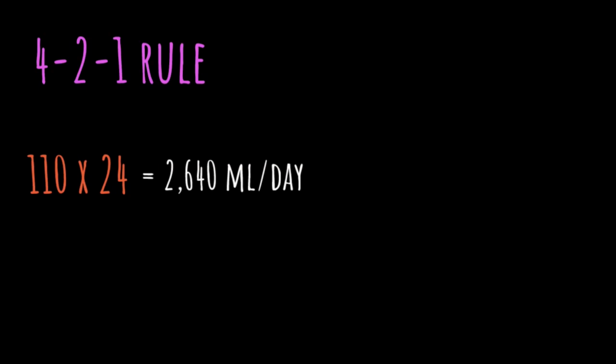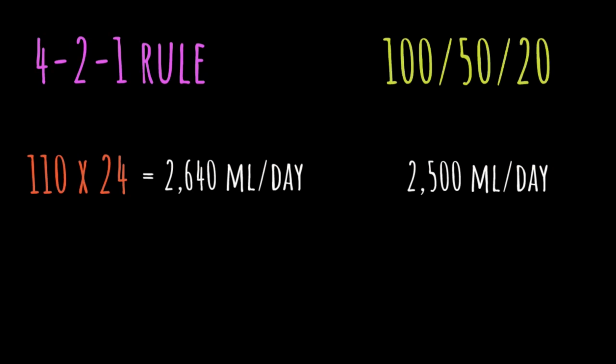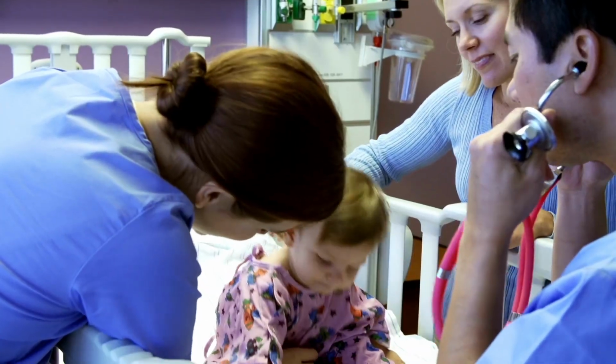So using the 4-2-1 rule, we came up with 110 milliliters per kilogram per hour. And when we multiplied that by 24 hours, we got 2,640 milliliters as a daily requirement versus the 2,500 milliliters we get with the 150-20 rule. So again, this rule is used for a quick estimation of the daily requirements, but the 4-2-1 rule is obviously a bit more concise, which is why we use it for pediatrics.